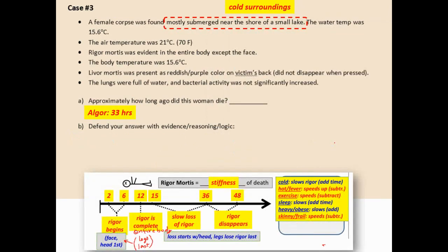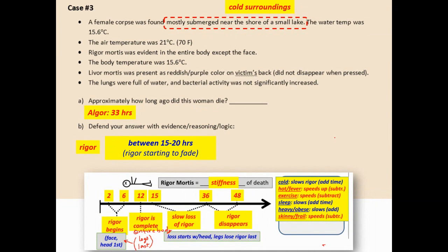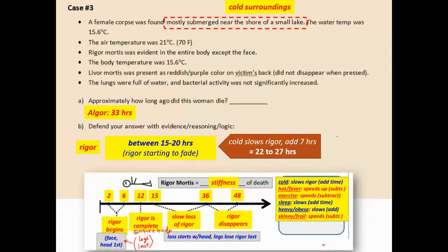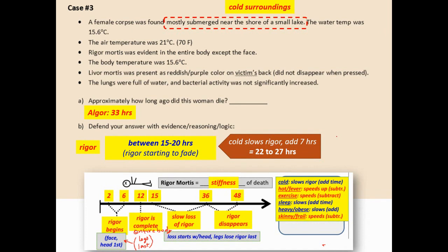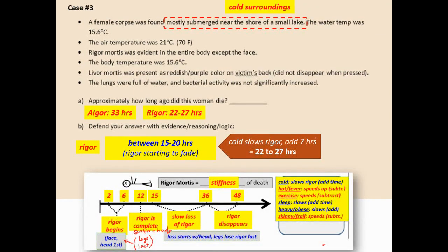Now let's do our rigor mortis. What do we know? We know we've got rigor mortis in the entire body except the face, so it's just started to fade. It's over 15 hours by a couple hours. It's only started to fade in the face, so 15 to 20 hours is pretty good. But then it's in cold surroundings. Cold slows rigor. It makes rigor happen more slowly. It takes more time. This number, 15 to 20 hours, means that we add about 7 hours. So 15 to 20 becomes 22 to 27 hours. So our rigor estimate is 22 to 27 hours.